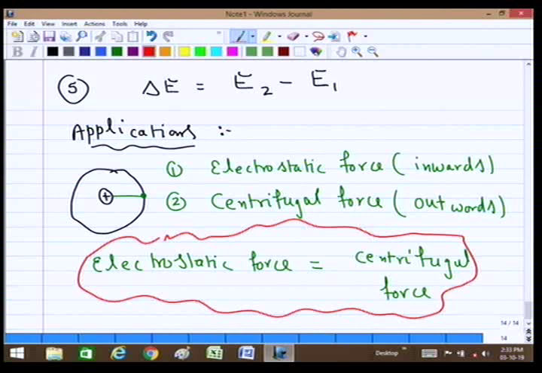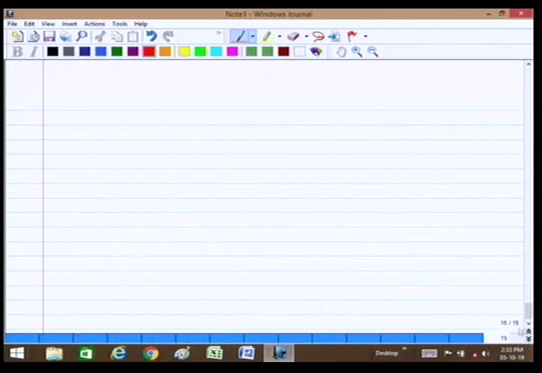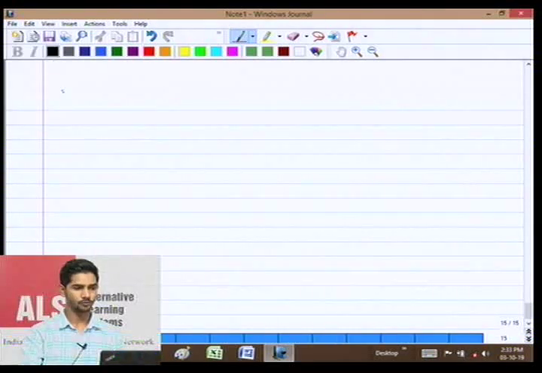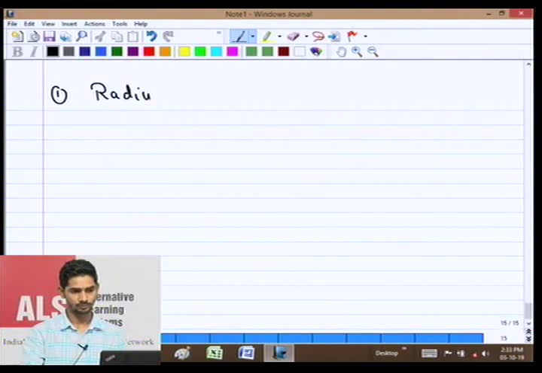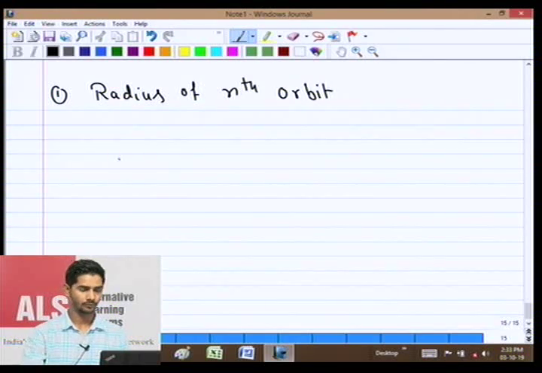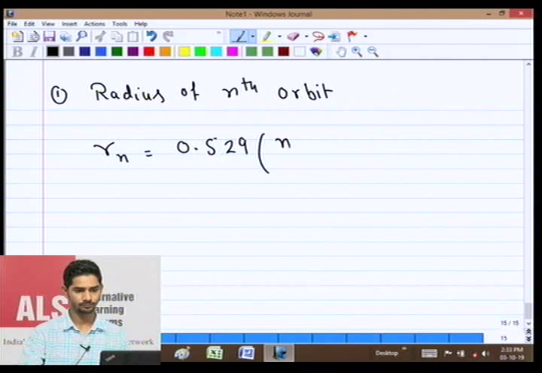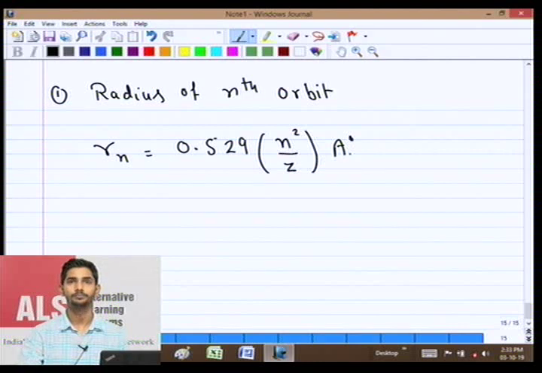So guys, let's move on. Let's see its important results. First, the radius of the nth orbit. The radius of the nth orbit, Rn, is equal to 0.529 n square by Z angstrom. First formula.